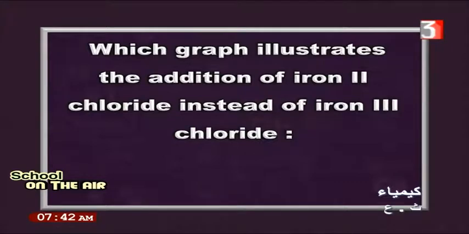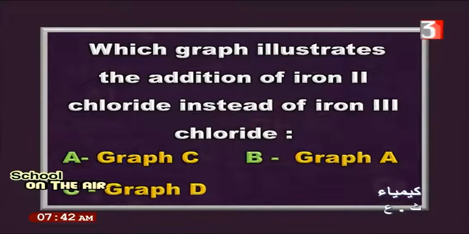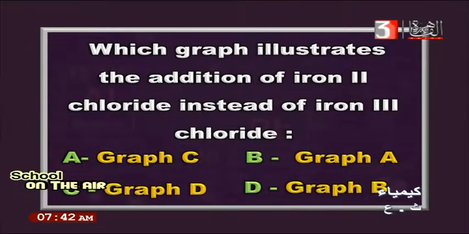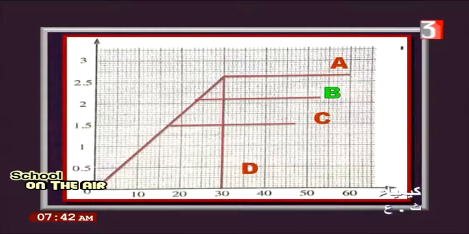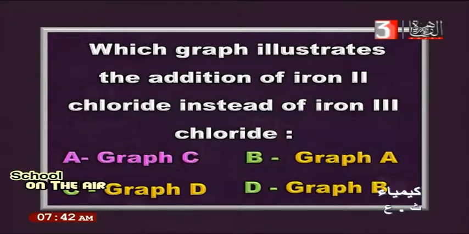Which graph illustrates the addition of iron 2 chloride instead of iron 3 chloride? Is it graph C, graph A, graph D, or graph B? If you look at the graphs, we know that the mass of precipitate of iron 3 hydroxide is greater than iron 2 hydroxide. So the precipitate here must have lower concentration and lower mass, so we get graph C.